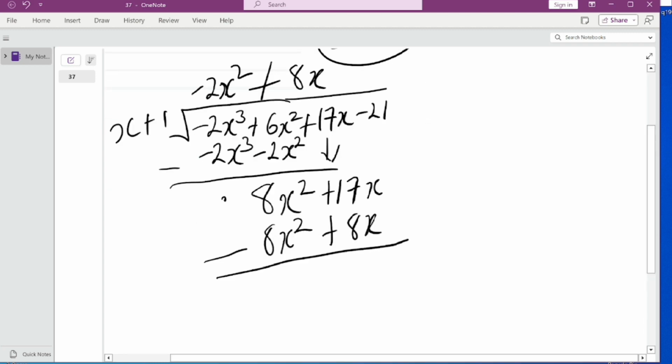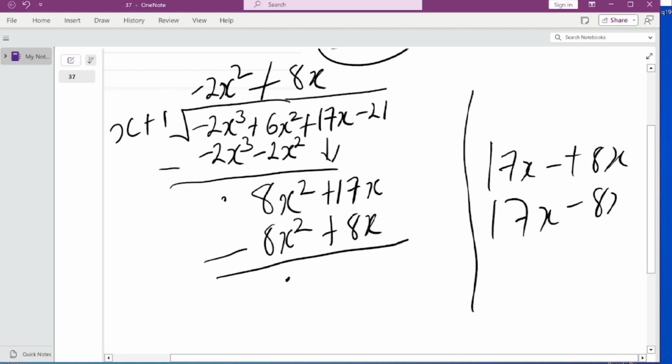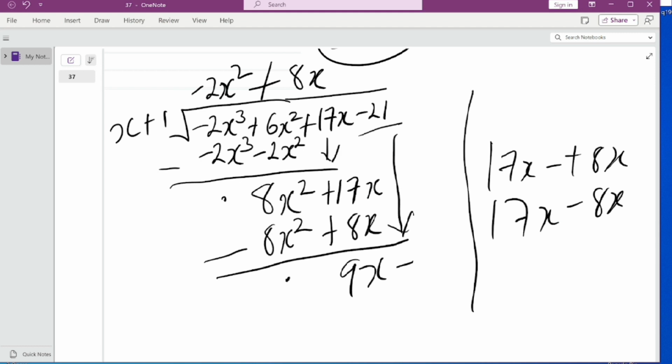Next thing we subtract. 8x squared minus 8x squared gives you zero. You have 17x minus plus 8x, which gives us 17x minus 8x. 17x minus 8x is 9x. We have 9x. Then we drag down the last part of the equation, that's minus 21, which is 9x minus 21.